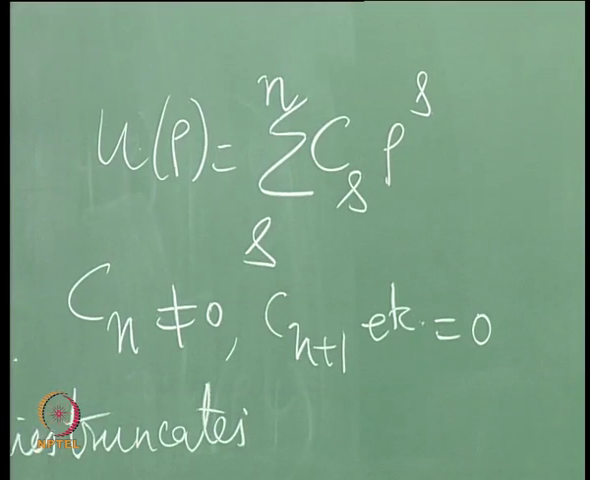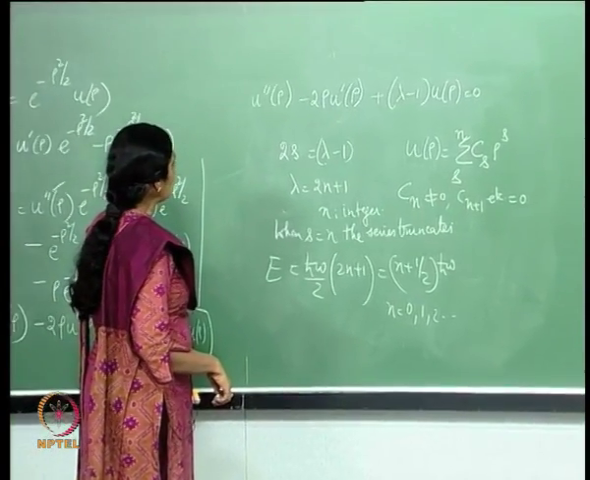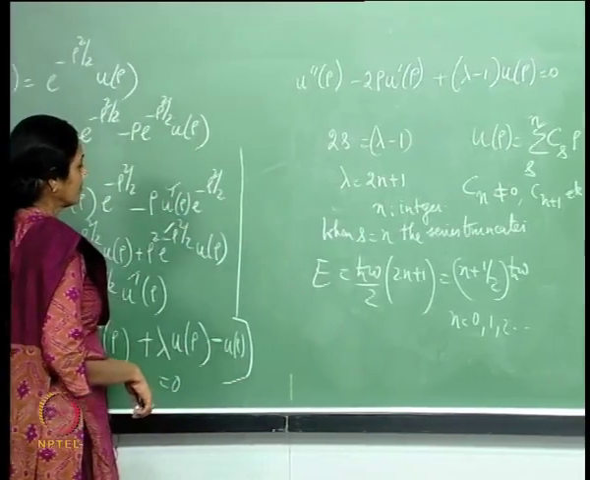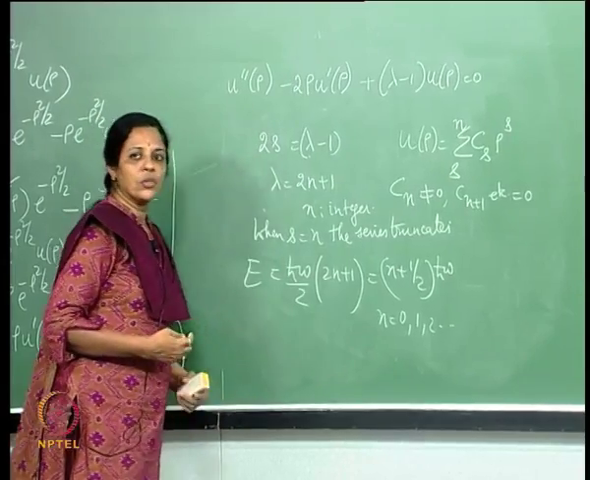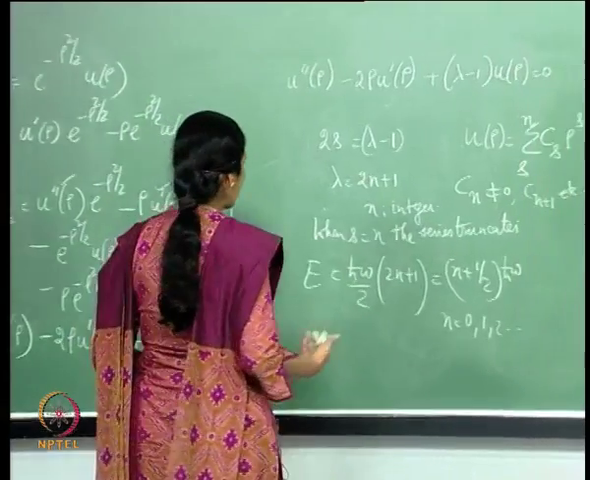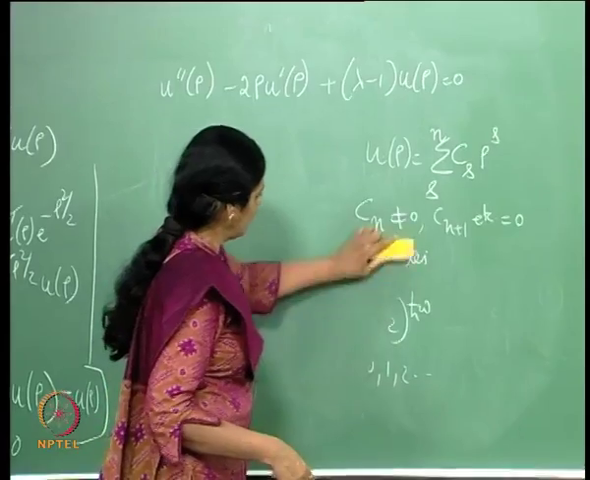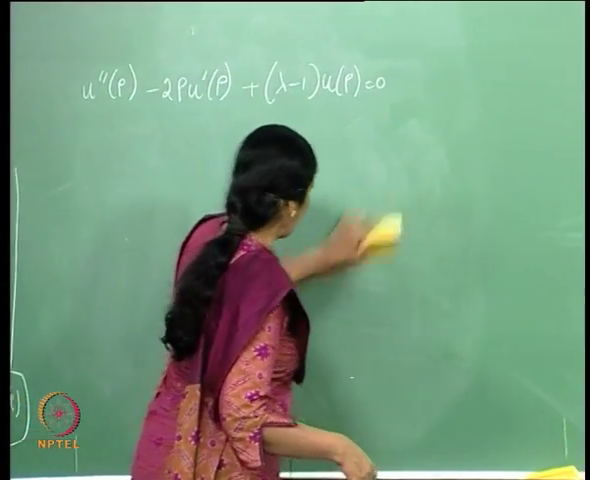It is a finite series. Now look back at this, and if I do that, what kind of equation do I have here? This equation is essentially the same as the equation satisfied by the Hermite polynomials, because the equation for the Hermite polynomials is like this. Suppose Hn of rho is the Hermite polynomials.